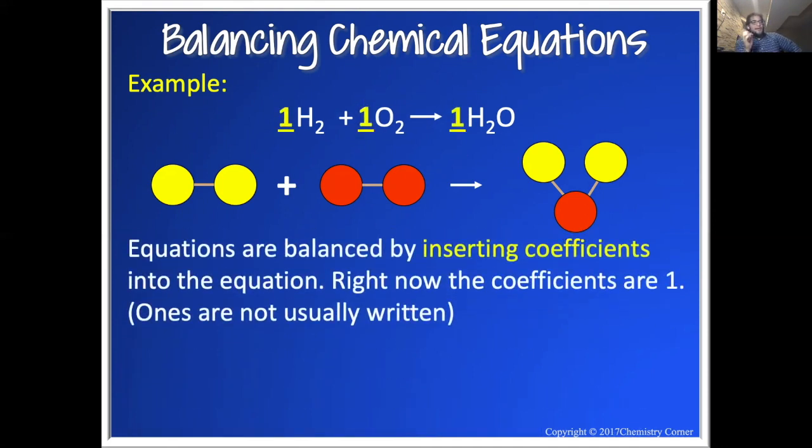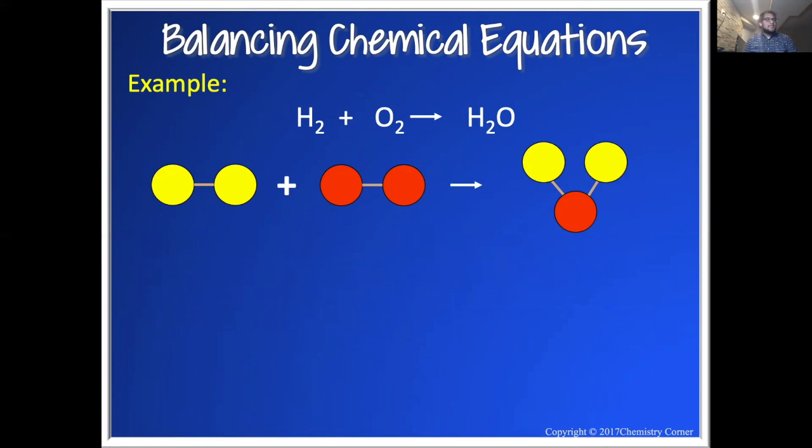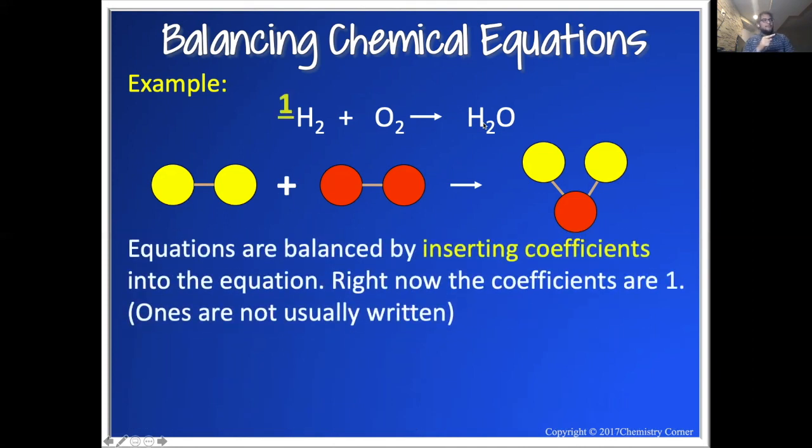So like we said before, we want to insert coefficients to balance these equations, right? So right now, the way things stand, you've got coefficients of 1. Whenever you don't see any number in a chemical equation, assume that it's 1. So in the last slide, we saw that these guys didn't have a number in front of them. We assume that to mean these have a coefficient of 1.